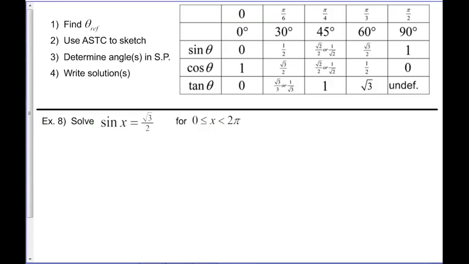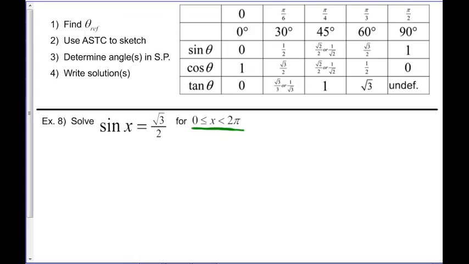Let's try another one. Sine x equals root 3 over 2. So this is looking kind of familiar, only now we're working in radians. So be careful of the domain. It will let you know whether you're in degrees or radians. You're in degrees if you see a degree sign. If you don't, then you must be in radians.